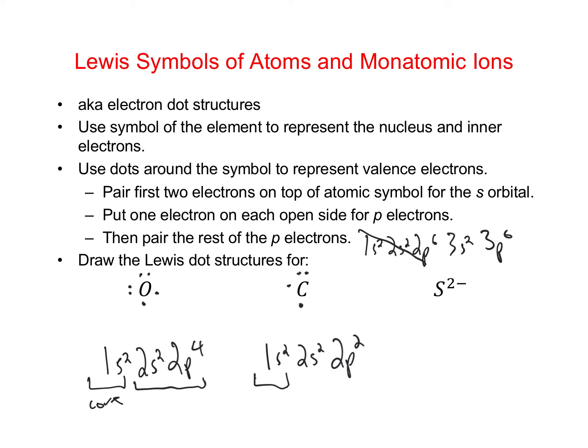Right, so these are all the core electrons. I don't have to draw them. But it has the 2 in the 2s, and then it has 1, 2, 3, 4, 5, 6. And then when we have ions, what we usually do is put the whole thing in brackets and then put the charge in the upper right hand corner. That would be the Lewis structure for S2 minus.